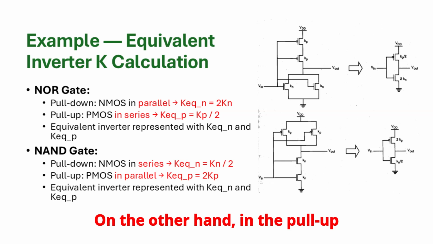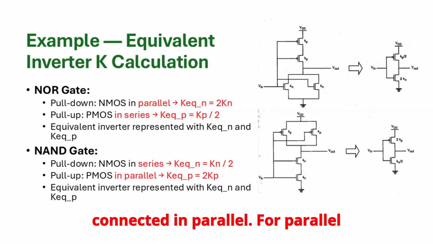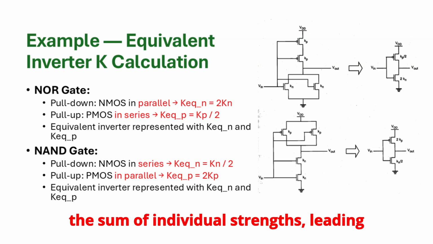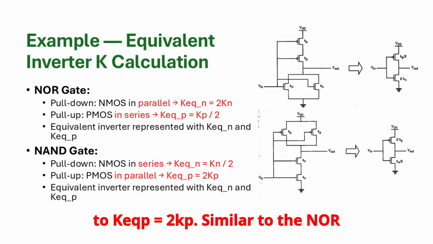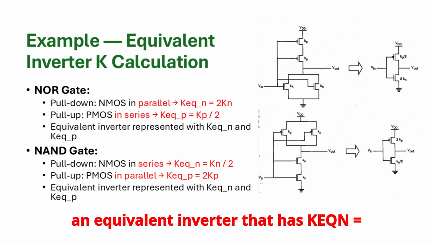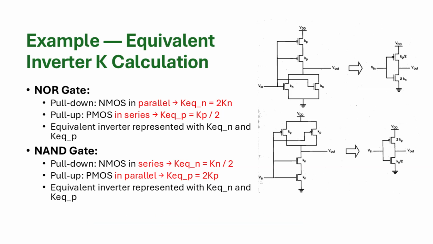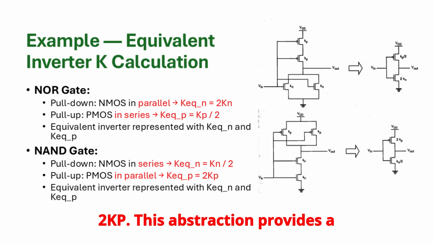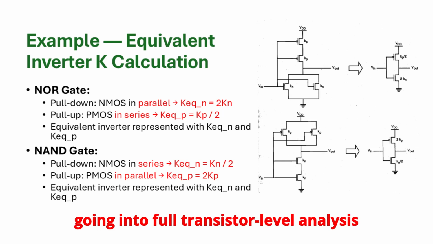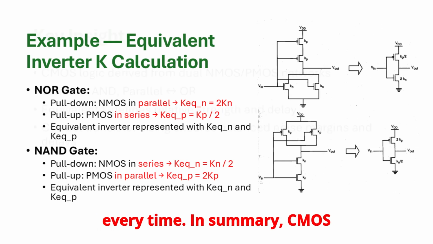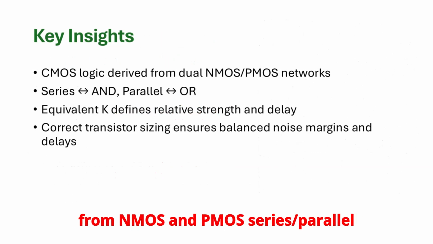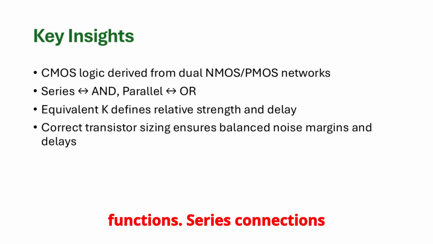On the other hand, in the pull-up network, the PMOS transistors are connected in parallel. For parallel PMOS devices, the effective strength is the sum of individual strengths, leading to Keq_P equal to 2Kp. Similar to the NOR case, we can replace the NAND gate with an equivalent inverter that has Keq_N equal to Kn/2 and Keq_P equal to 2Kp. This abstraction provides a powerful way of analyzing delay, noise margins, and switching points without going into full transistor-level analysis every time. In summary, CMOS logic structures are systematically built from NMOS and PMOS series/parallel combinations, mapped from Boolean functions.